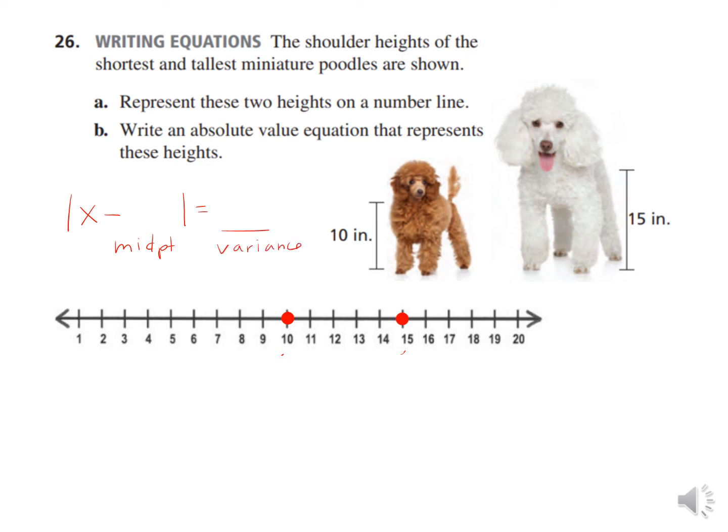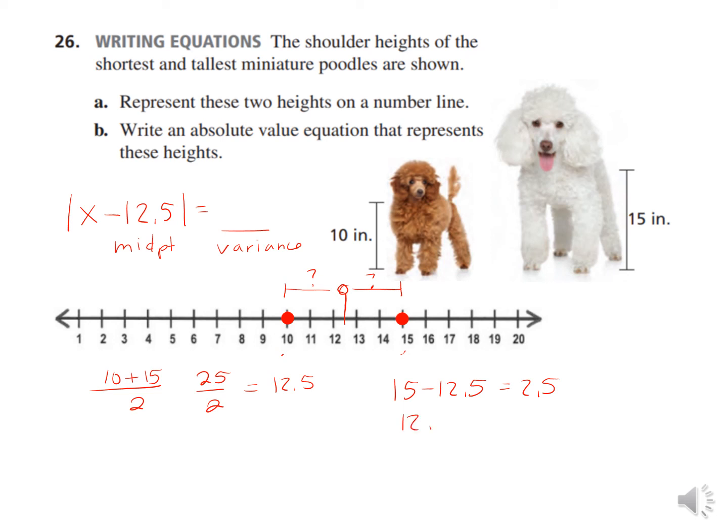So first thing I have to do is find the midpoint. So 10 plus 15 divided by 2 is 25 divided by 2 is 12.5. So that's the number that goes there. That's my midpoint right there. Now the distance is going to be the same. So the next thing you have to find out is, what is this distance? It should be the same. So 15 minus 12.5 equals 2.5, and 12.5 minus 10 is 2.5. So that is our allowable variance.